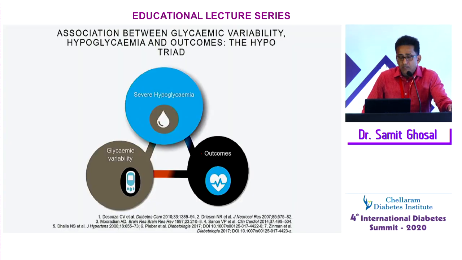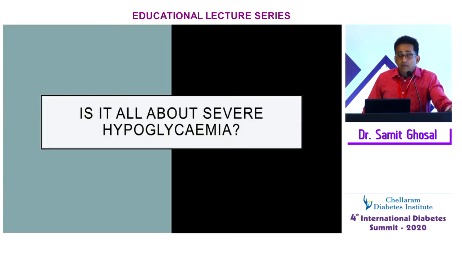To get a complete picture, we today know that although we talk of glycemic variability, the predominant contributor is severe hypoglycemia, which drives these outcomes. But the question is, is it only severe hypoglycemia? So if I want to take a take-home message from this presentation, from tomorrow, moderate and mild hypoglycemia, am I going to tell my patients, oh, that's fine, don't worry?